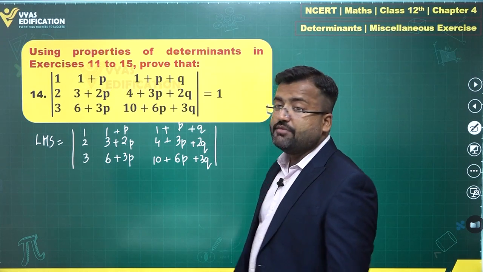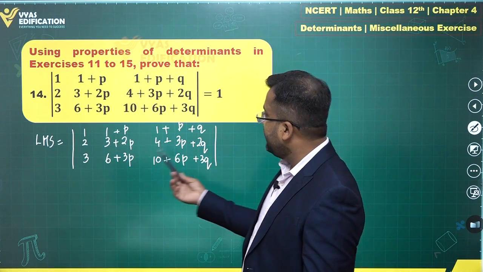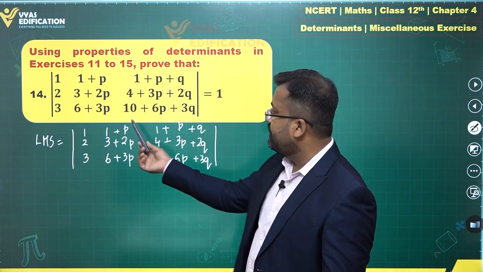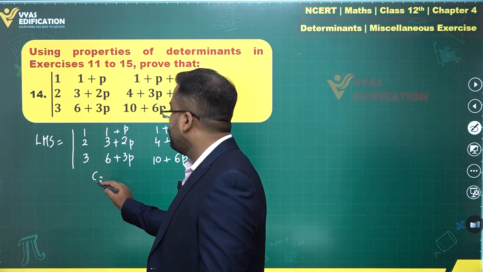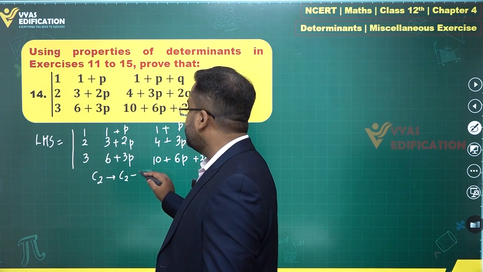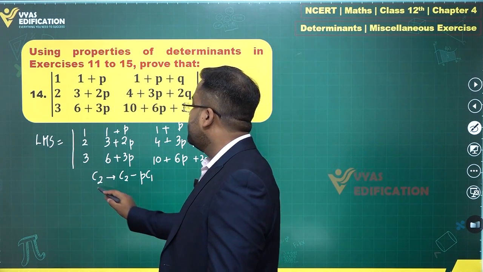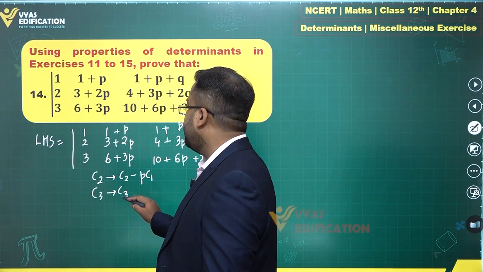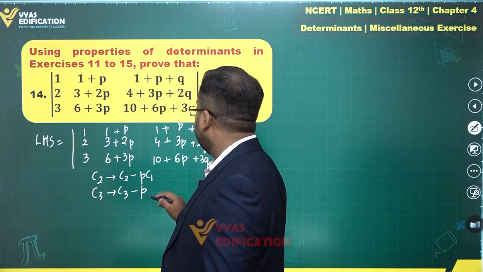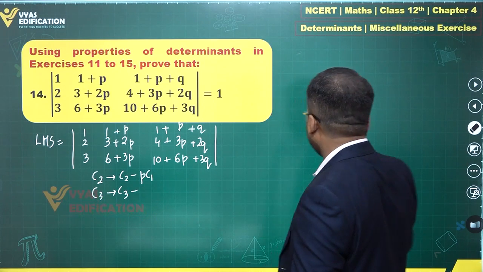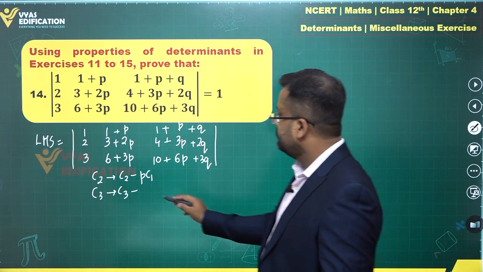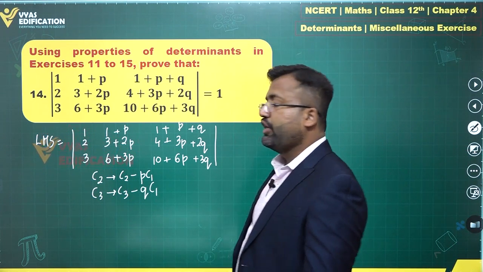And the important thing to observe over here is this 1, 2, 3 have been multiplied by Q added over here, multiplied by P added over here. So we can actually subtract them, yes. C2 can be replaced by C2 minus P C1. C3 can be replaced by C3 minus P minus Q times C1, right? Minus Q times C1 actually. This is what you can do.